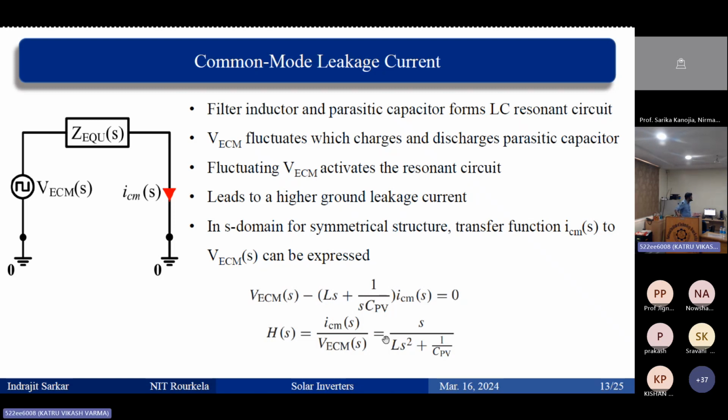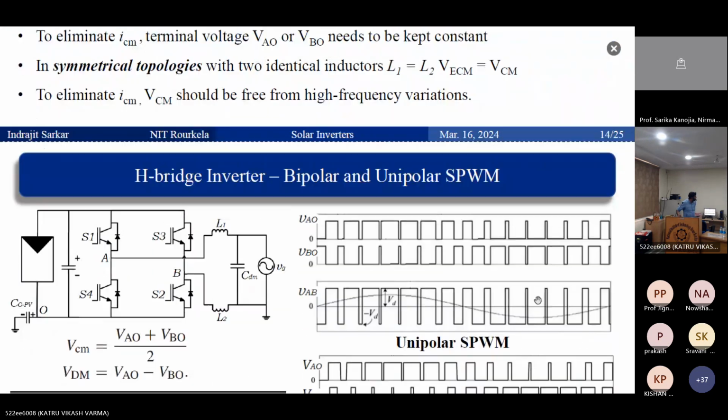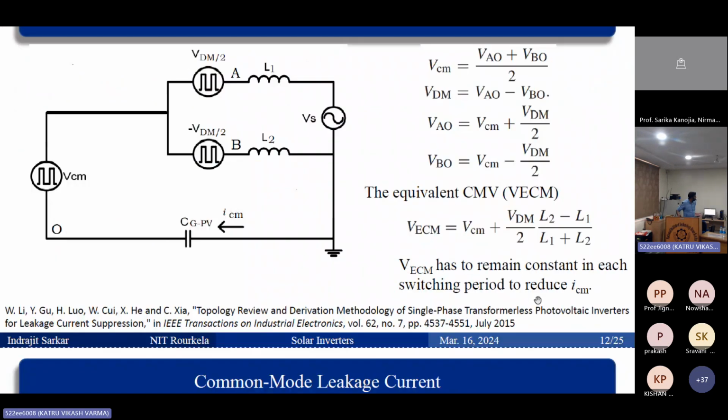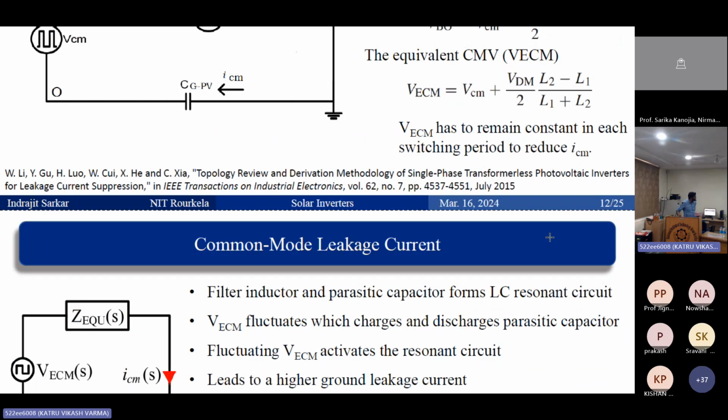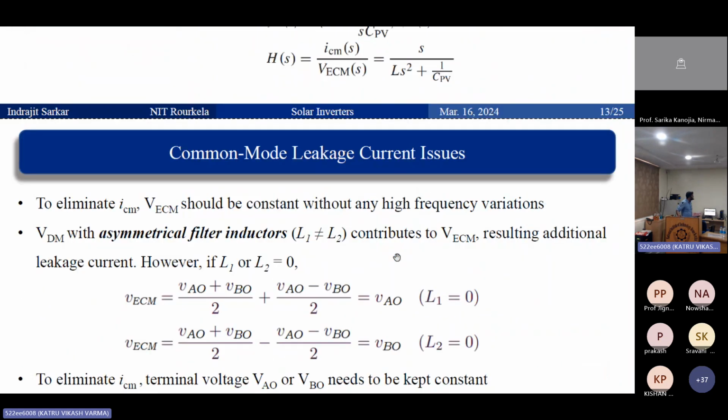So this is the S domain analysis, and this is the transfer function between common mode current and equivalent common mode voltage. So what we understood is this is the equivalent common mode voltage, which has a common mode voltage component and a differential mode voltage component. And another thing is, LC resonance could appear because of the filter inductance and the parasitic capacitor. These are severe. So what next then?